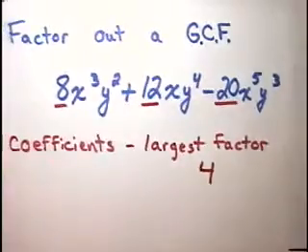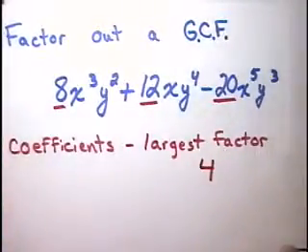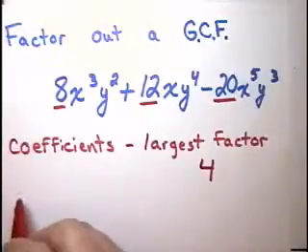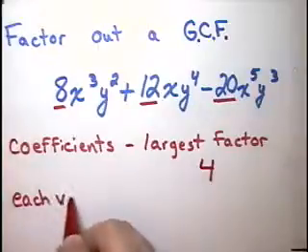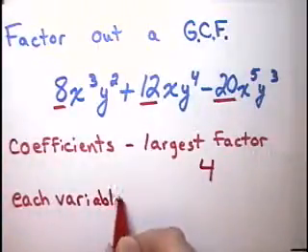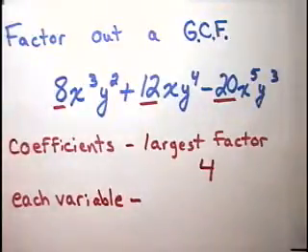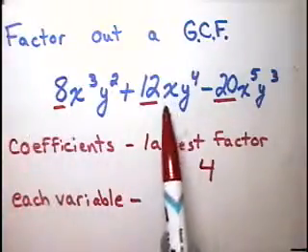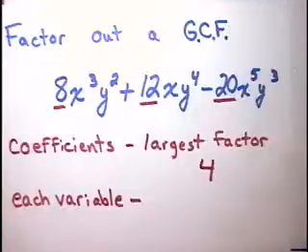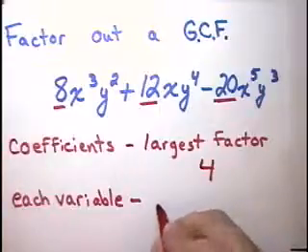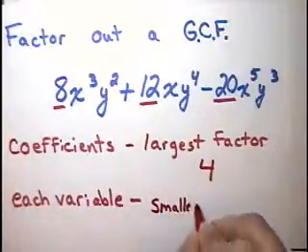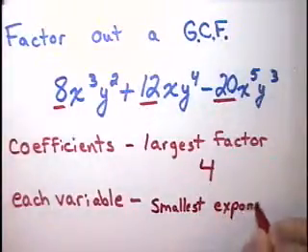The next step in identifying the greatest common factor is to look at each variable. I want to look at each of the individual letters. So in this problem I have some x's and some y's. And I want to know the largest number of each variable that I can take out. If I have x to the third and x to the fifth, the largest number that they all have in common is actually going to be the smallest exponent. So I want to look at each variable and find the smallest exponent on each.